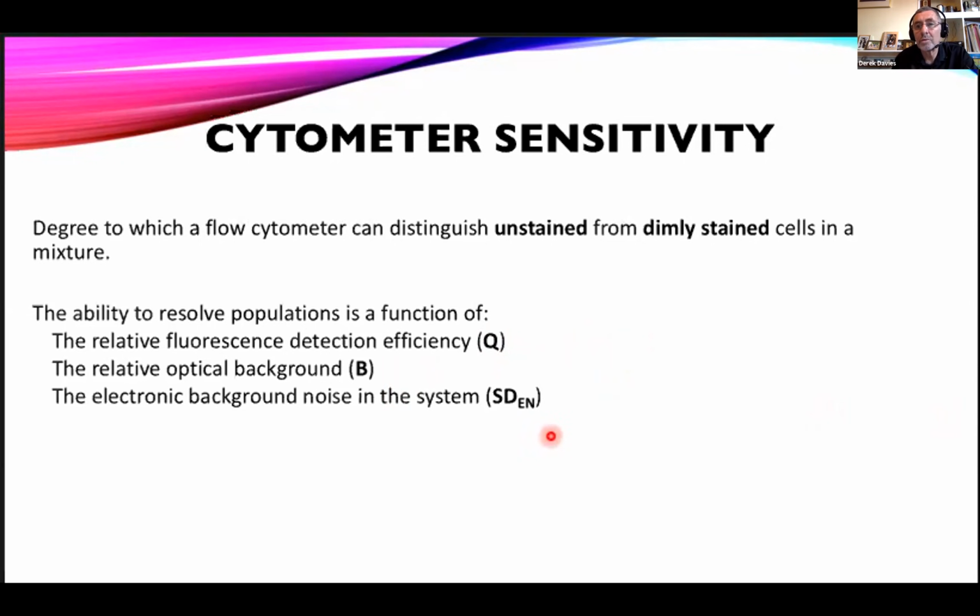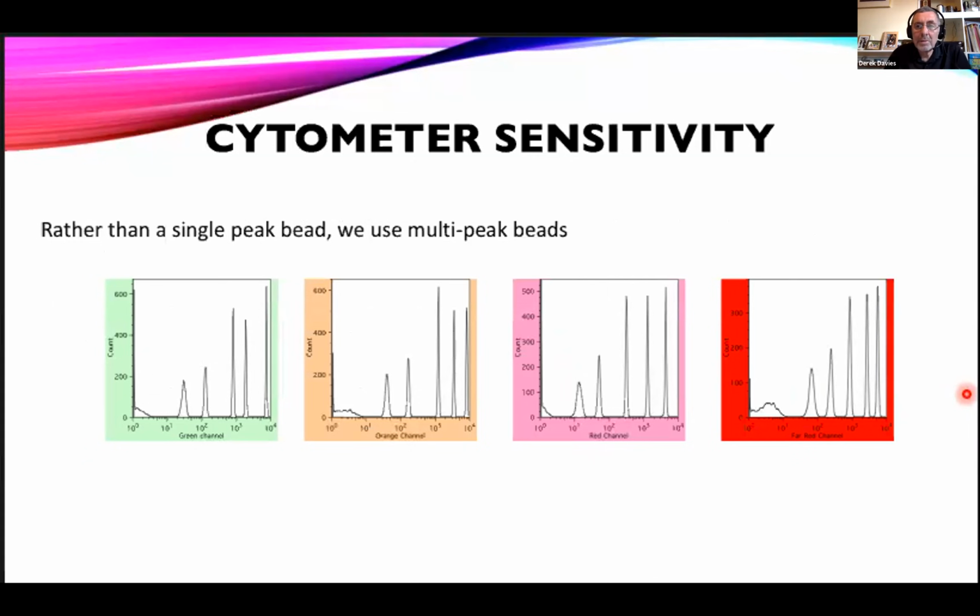So what signal would we see in the absence of a cell? I'm not really going to go into those in much more detail, other than to say that we assess sensitivity with beads, of course we do. But rather than using a single peak bead, we use a multi-peak bead set, anywhere between 3 and 8. So this is a 6-peak bead set.